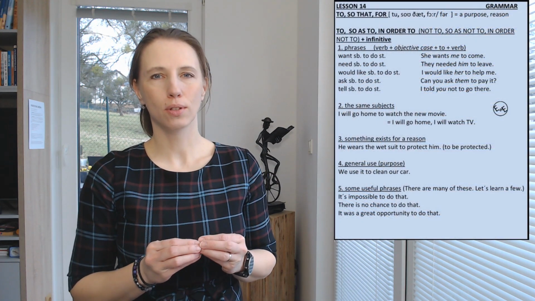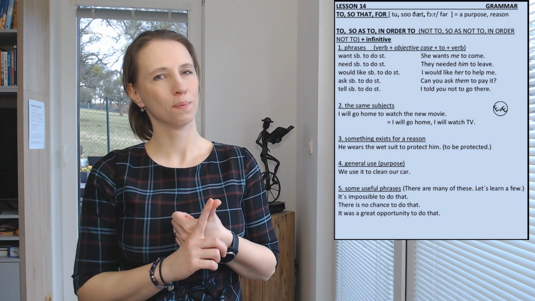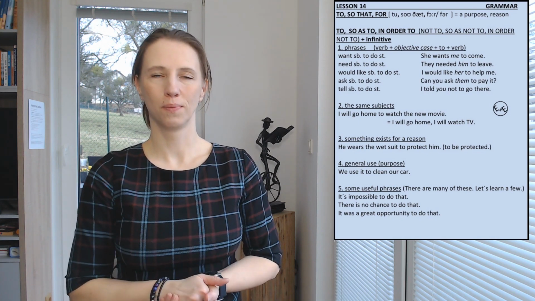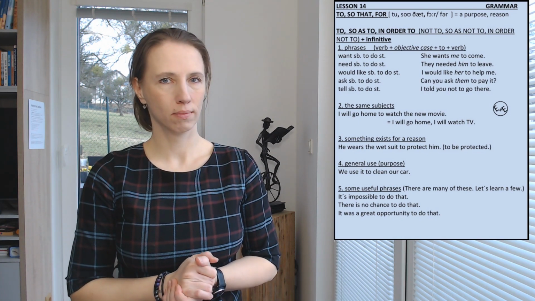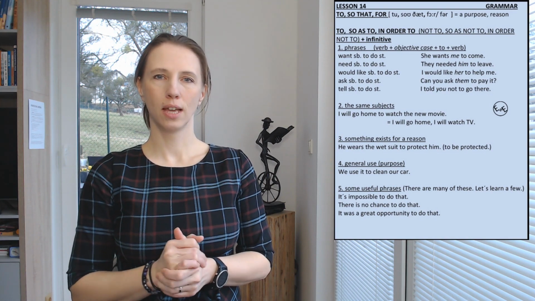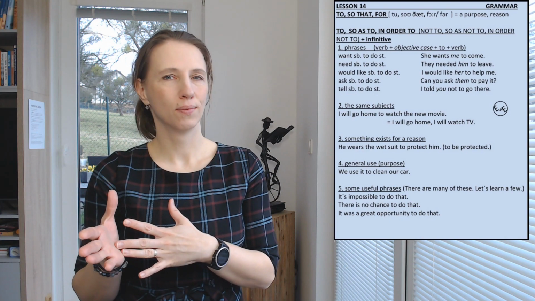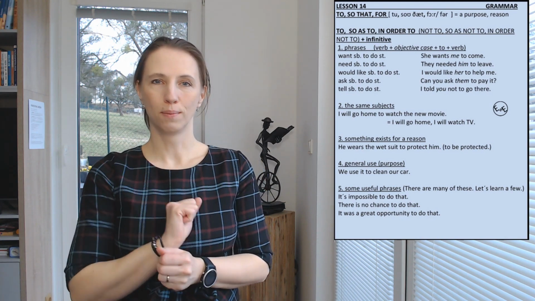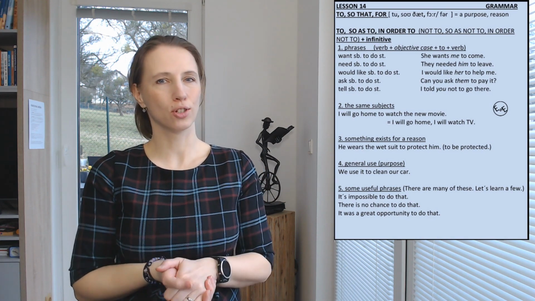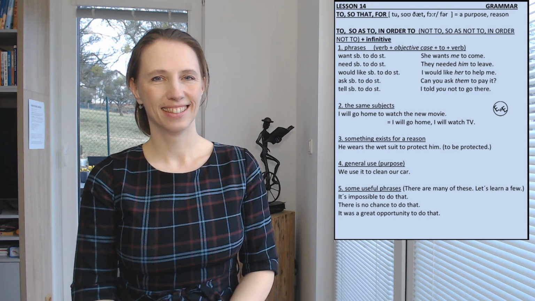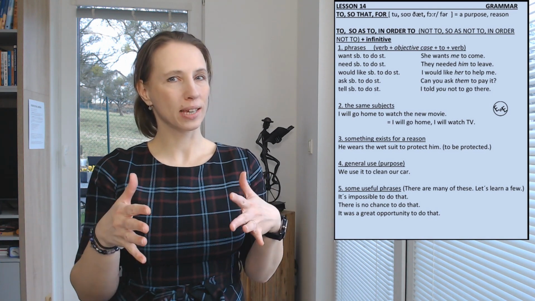How do we express the purpose in English? We use to, in order to, so as to, or we use so that, in order that, or we use the preposition for. Let's go through a few examples.